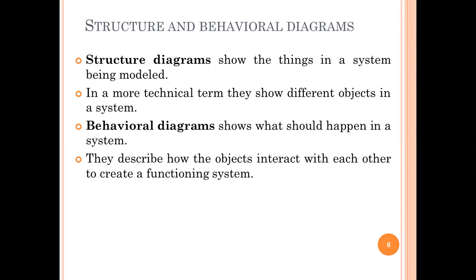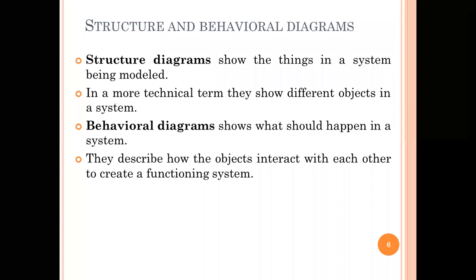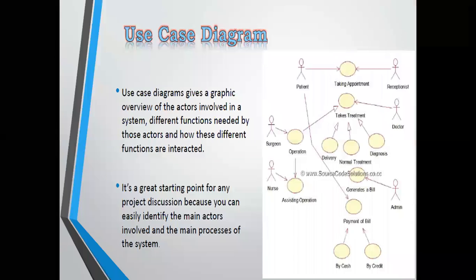That means in structural diagrams we show the things in a system that we model, the different objects in the system. In behavioral diagrams we show how those objects from the structural diagram interact with each other to create a functioning system. These are the structural and behavioral diagrams. Okay, so we will see them one by one.